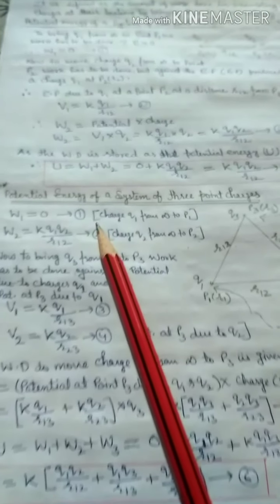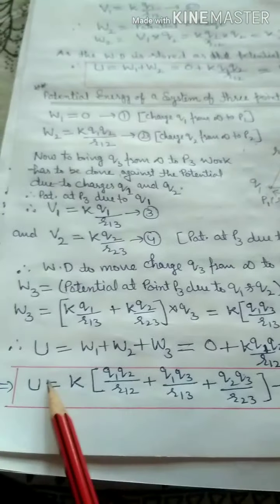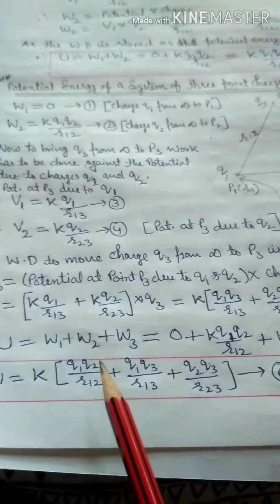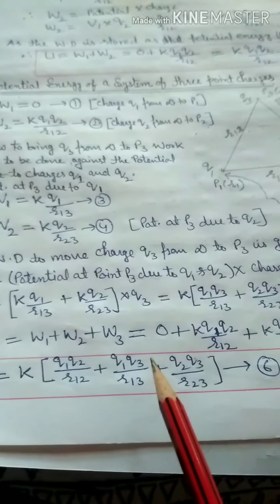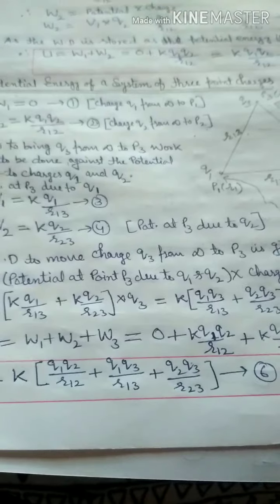This is all about the potential energy of a system of 3-point charges, and the relation is equation number 6: U equals K times Q1 Q2 upon R12, plus Q1 Q3 upon R13, plus Q2 Q3 upon R23. Hope you understand. Thank you.